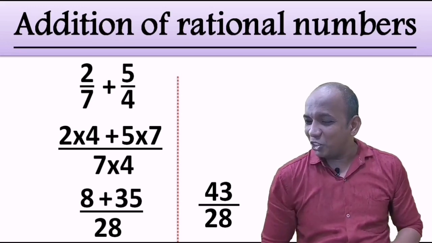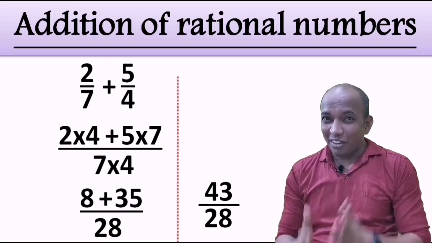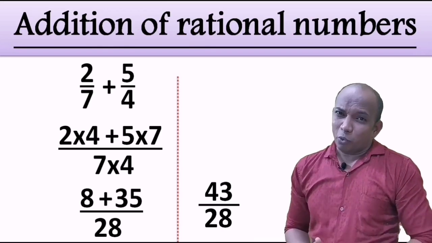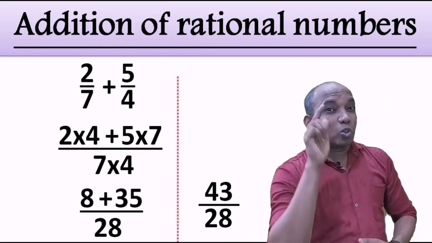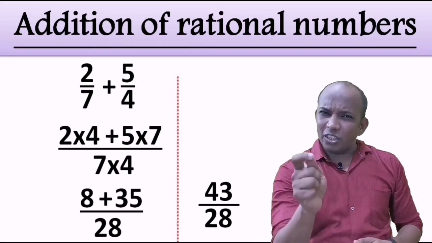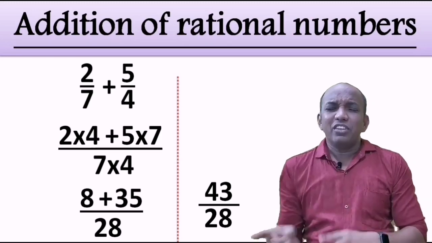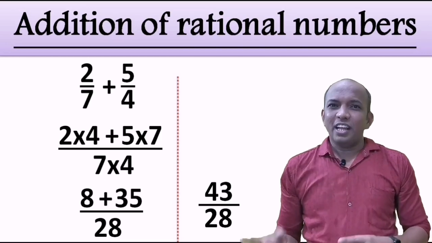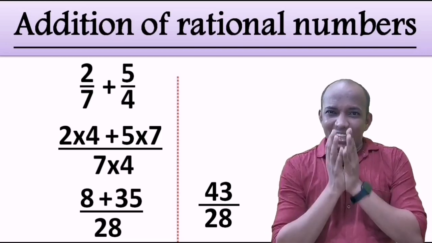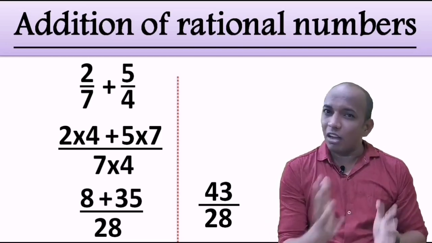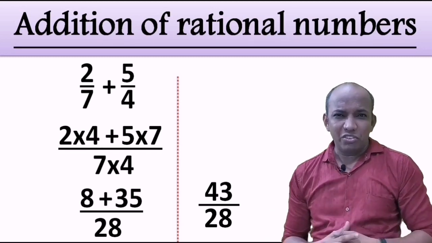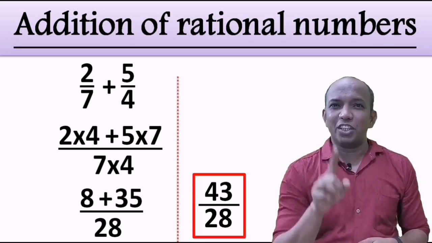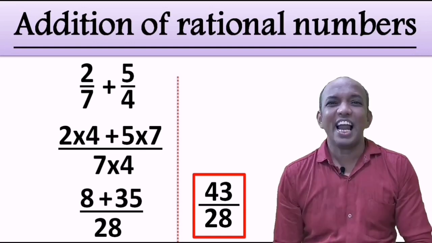So Sonu, have you understood now? Yes, Sonu is happy. What about you? So our final answer is 43 upon 28, but you are not supposed to stop here. Now check whether 43 and 28 are divisible by any same number. Try to reduce it, and if they are not divisible, that makes the final answer. So over here 43 and 28 are not divisible by any other number, and that is why my final answer is 43 upon 28. Here we go with the another one.